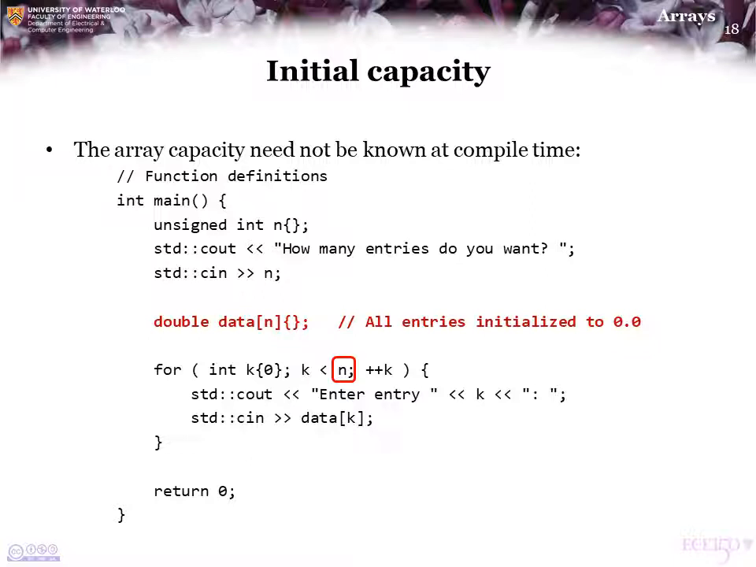Now, in this for loop, we are asking for the user to enter each of the entries, and just like we used cin with a local variable, we are now using cin with one of the entries of the array.